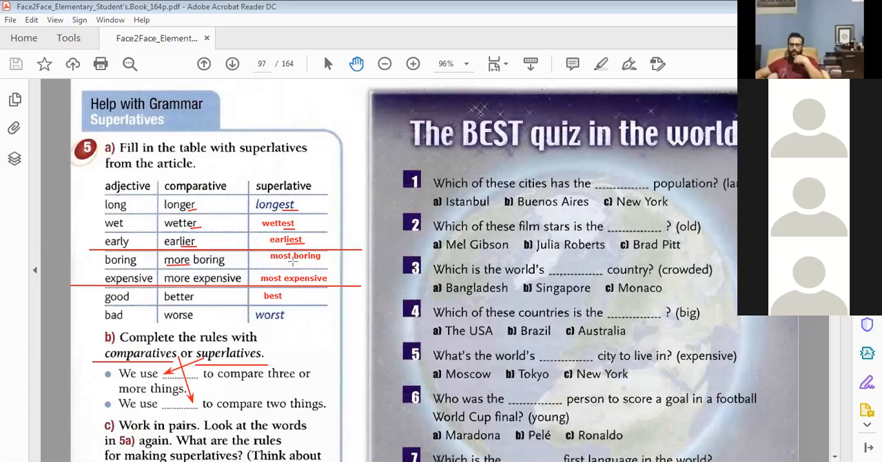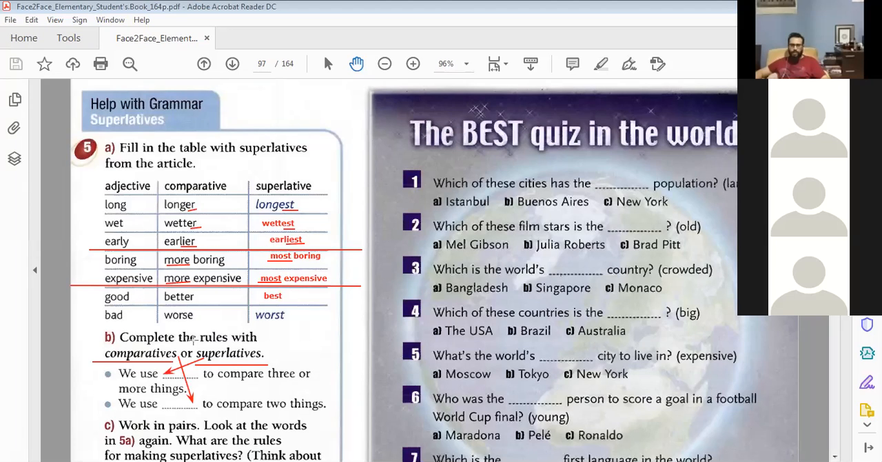And so more, in the superlative, what does it become? Most. So more in the comparative, more boring. In the superlative, it becomes most boring. What about expensive? How many syllables? Three. In the comparative, we use more. And in the superlative, what do we use? Most. Yes. Okay, what about good and bad?